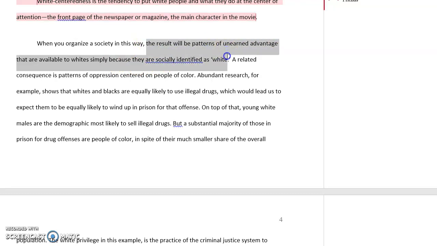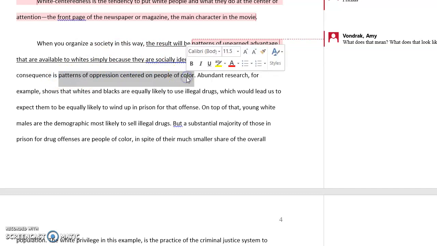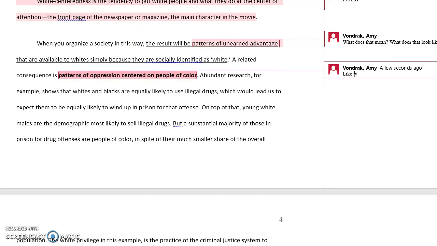That's really important. And especially, I think what's really important here is patterns of unearned advantage. I want to know more about this. What does that mean? What does that look like? Okay, a related consequence is patterns of oppression centered on people of color. Okay, that's really important too. I want to know what that means.